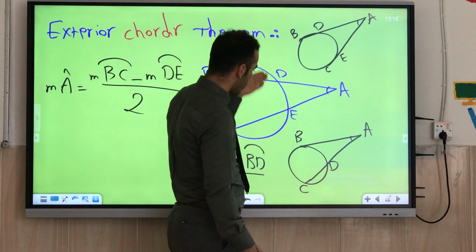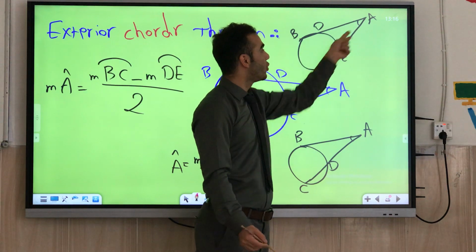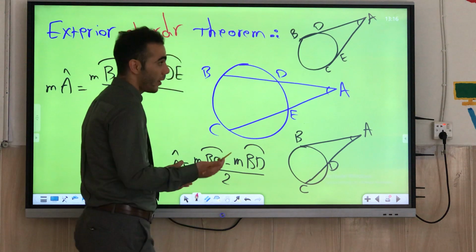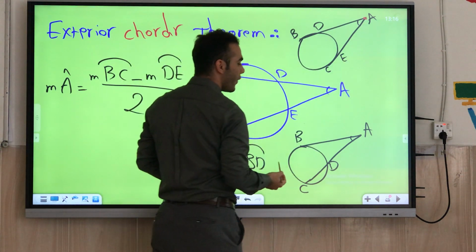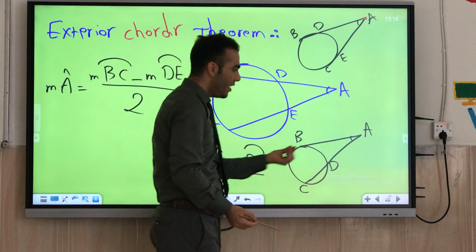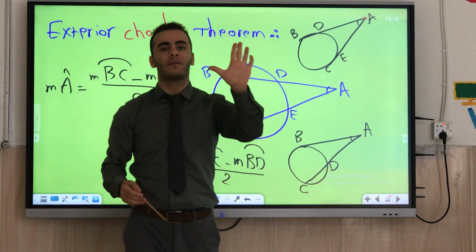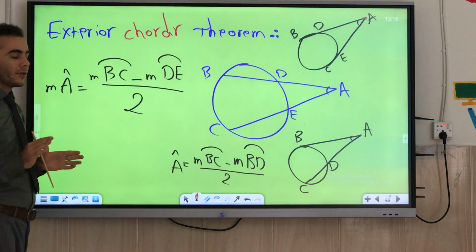Here we have three different cases. For that one, again, we have two tangents. That is also a kind of exterior chords theorem. They intersect each other outside of the circle, and here one tangent and one chord intersect each other outside of the circle. In all of them we have the same formula.